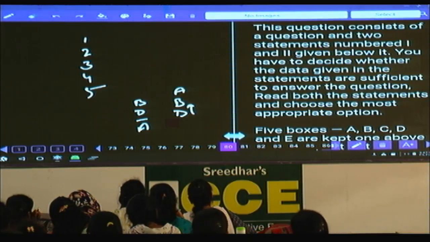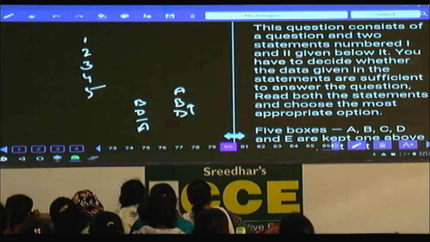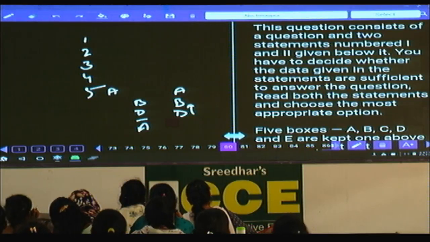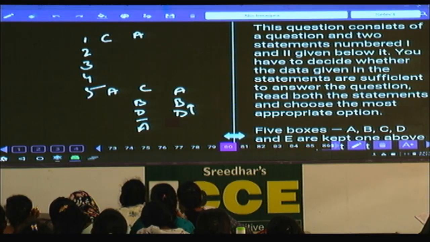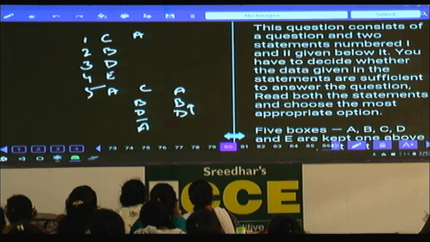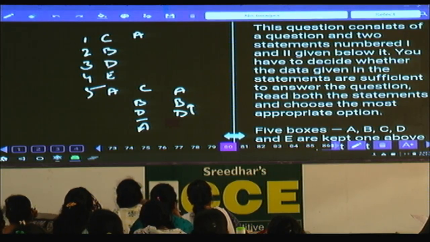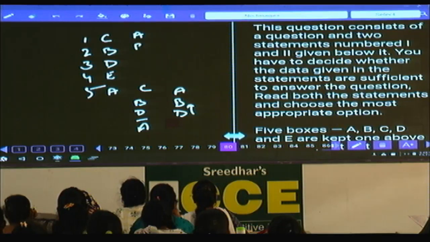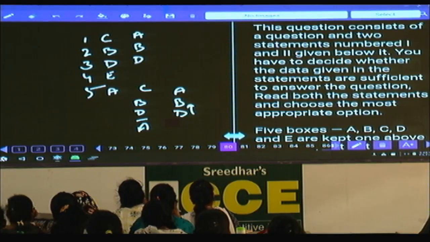Only 3 boxes between A and C. If A is here, 1, 2, 3, C will be here. Or if A is here, C will be here. 2 possibilities. Now in this case, A blank B and D, so between A and D we must have exactly 1. Then A, B, C, D, E are placed here. C is here, E is at this point.